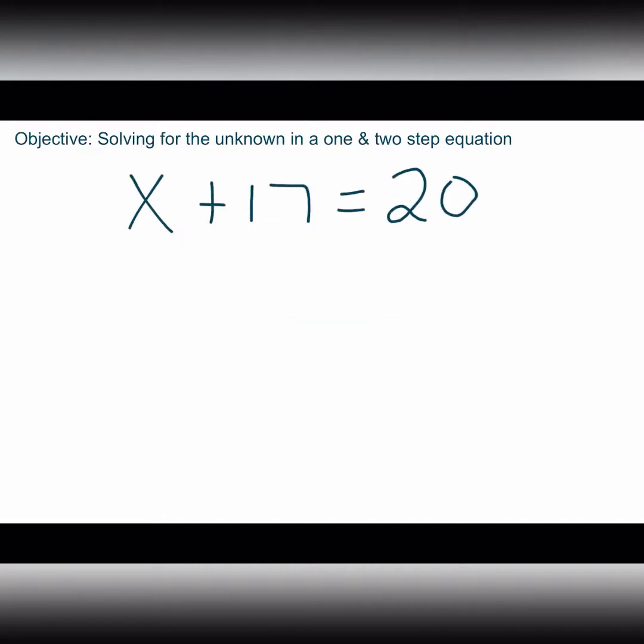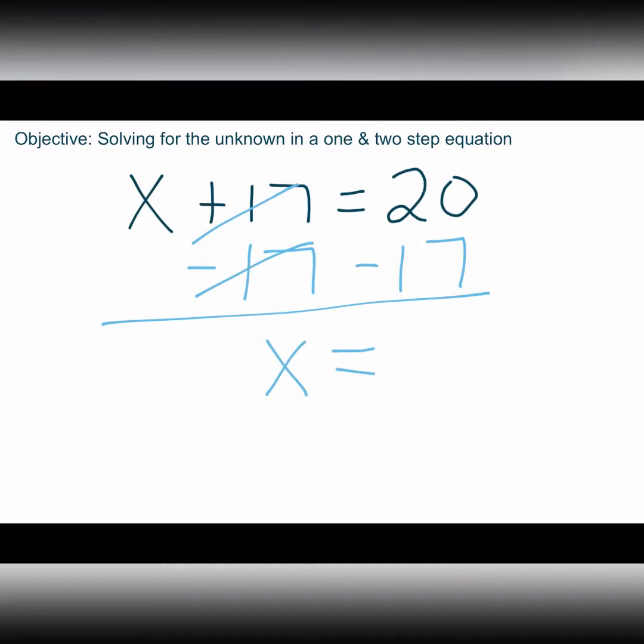Okay, so this next problem, we have x plus 17 equals 20. So in order to undo the plus 17, we need to subtract 17 from both sides. Now 17 minus 17 will cancel out. So we're just left with x on this side. And then 20 minus 17 is 3. So x equals 3 is our final answer.